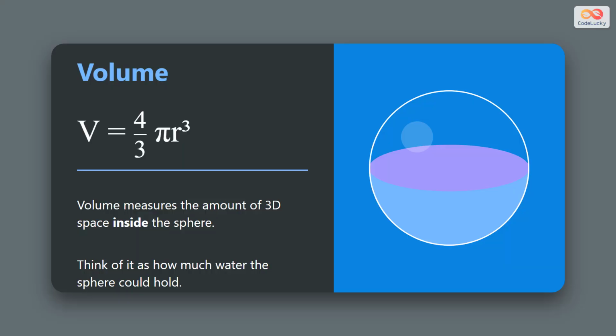Volume measures how much space is inside the sphere. For example, how much water a water balloon could hold. The formula is 4/3 multiplied by pi multiplied by the radius cubed. Notice that for volume, we cube the radius because we are dealing with 3 dimensions.